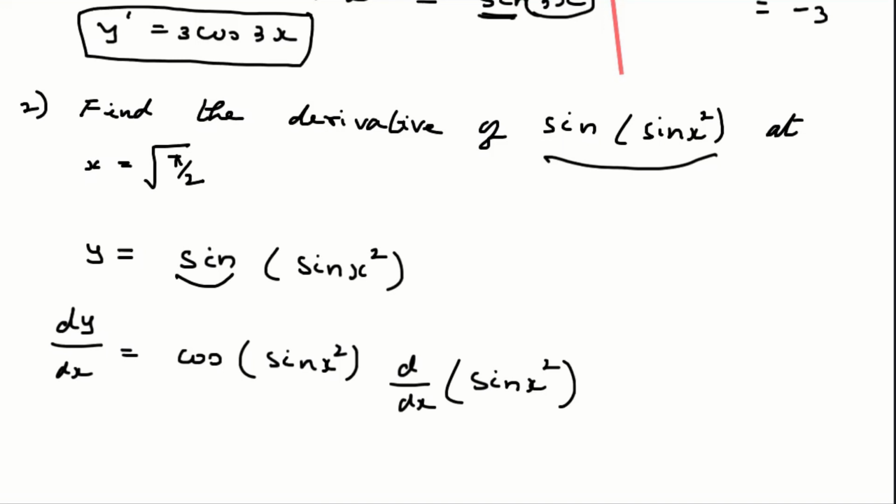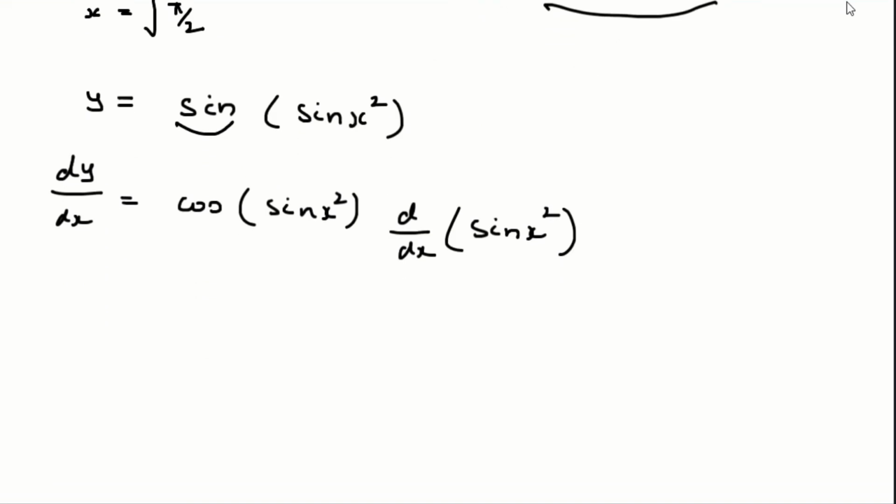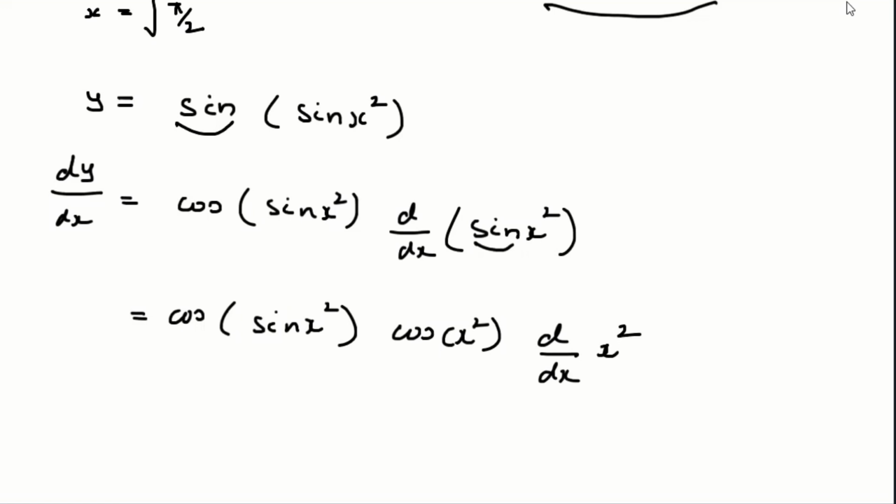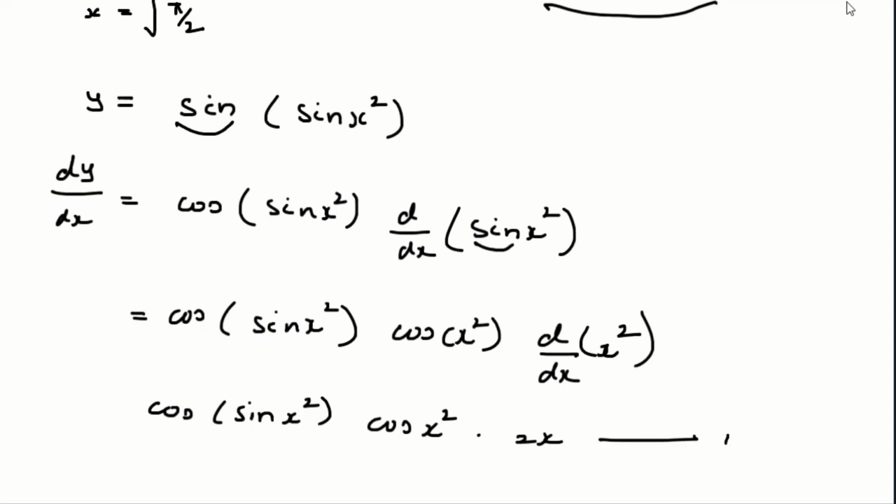Now this is cos of sine x square. This is done. Now d by dx of sine x square. Again the differential of sine is cos, and again I should differentiate x square. So slowly I am moving. First I did this, then I did this, then I am going to the differential of x square. So this can be done as cos of sine x squared into cos x squared. The differential of x square is 2x. So this is the answer.